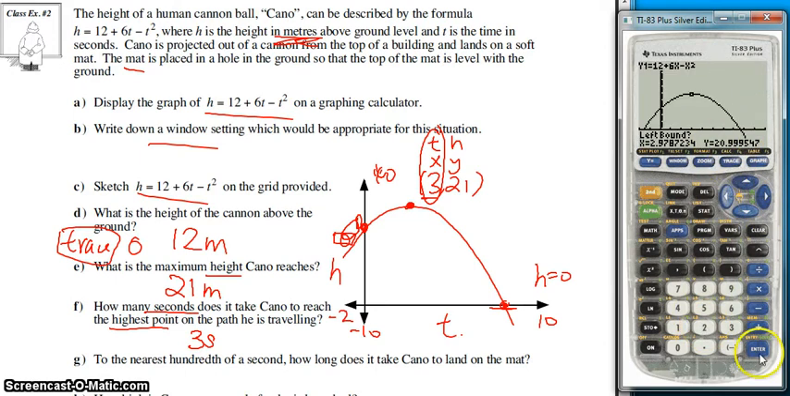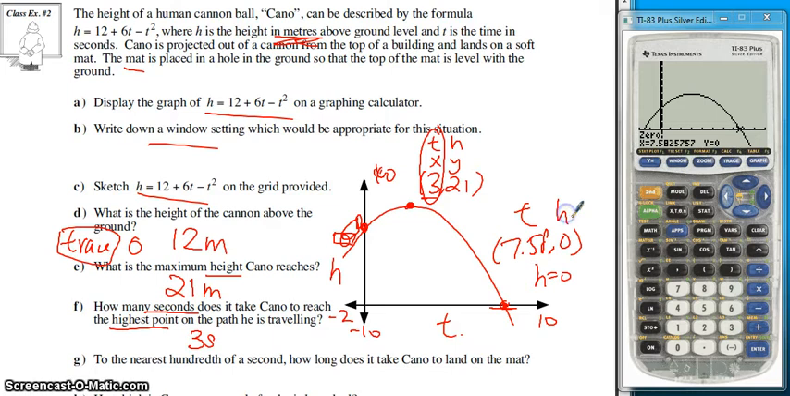Looking for the x-intercept, I'm to the left bound, enter. Let's move to the right bound. You can keep moving or just type the number 10, right? Just jump to the end and then you just hit enter. The answer is 7.58 and then y is 0. Okay, so this point is (7.58, 0). Remember, this means t, this means height. So how many seconds, nearest hundredth, which means 2 decimal places, will he land on the mat? The answer is 7.58 seconds later. He will land on the mat.